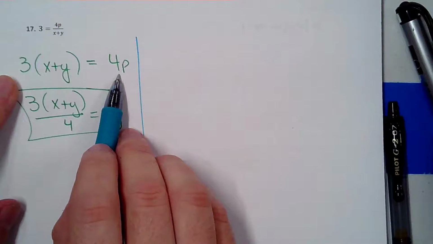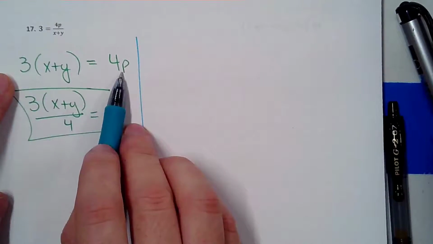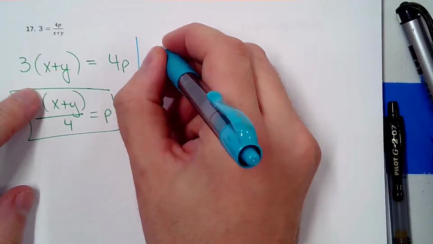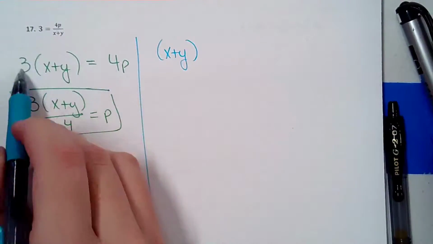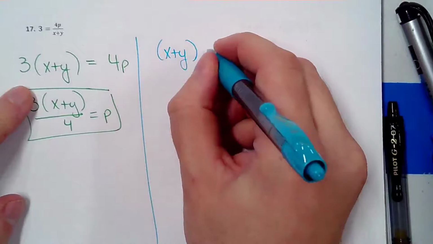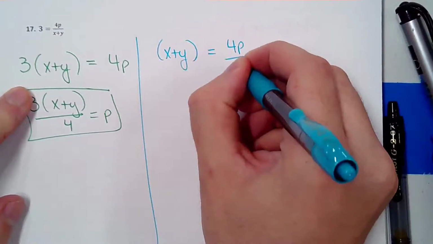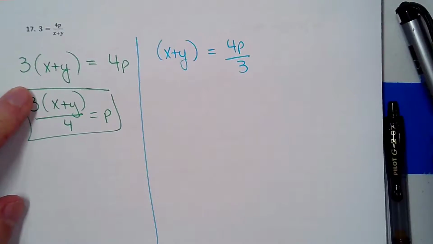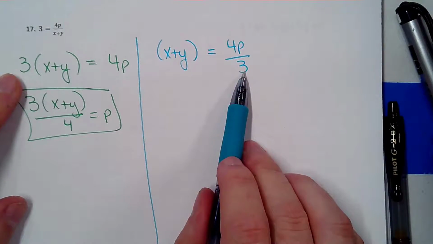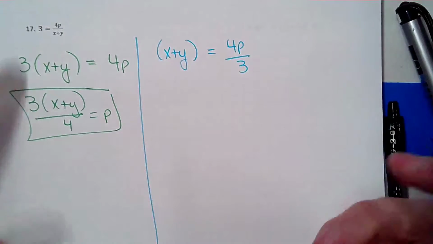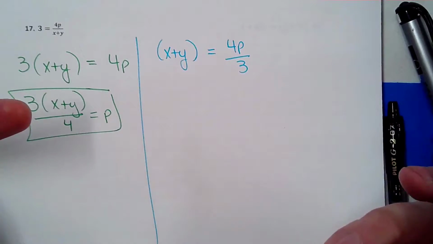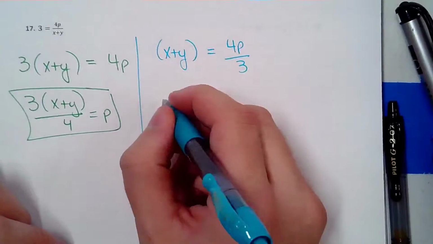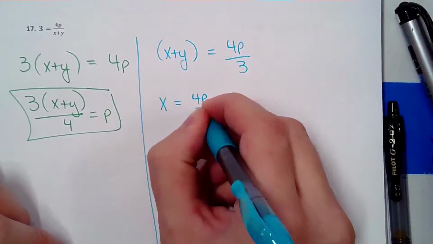Now I'm going to get x on its own. So I'm going to start from here. I'm going to divide by 3, and I'm going to get this. Wait, what? I'm starting from here. Oh, you're starting from there. Okay. Divide by 3. Now I don't need the parentheses anymore, right? Because it's all just one thing. So it's really just x plus y. So now I just subtract if I want to move stuff. I'm going to subtract the y, and I get x equals 4p over 3 minus y.